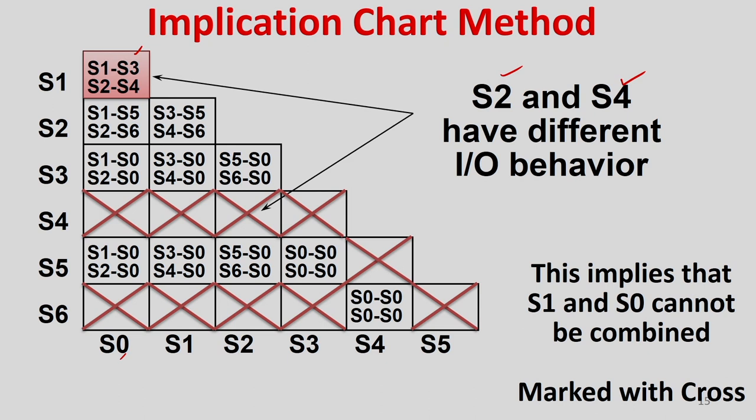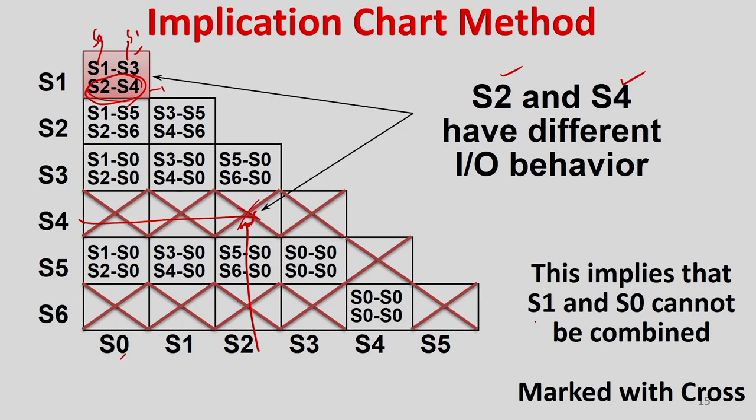If you look at S 2 and S 4, this is corresponding to S 2 and this is S 4. This one is for S 0 and this one is for S 1, and this is for input 1. Because S 2 S 4 for input 1 is already crossed, S 2 and S 4 have different I O behavior, that means different next state behavior in this case. This implies that S 1 S 0 cannot be combined.